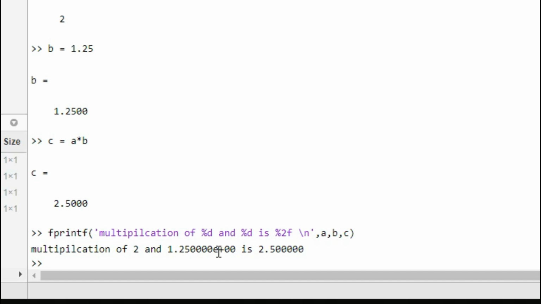So what is the meaning of %d in it? %d stands for double type, meaning a is double type, so that prints a, and %d again means b after this, which prints b, and %2f means after the floating point we have 2 digits, so it prints 2 digits, which is in C. So like this we can use the printf function.